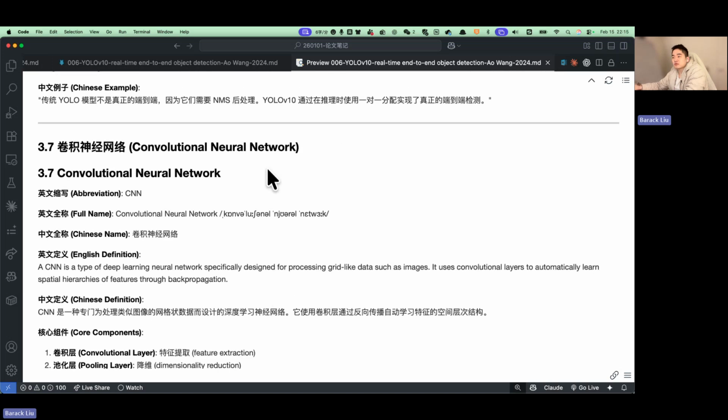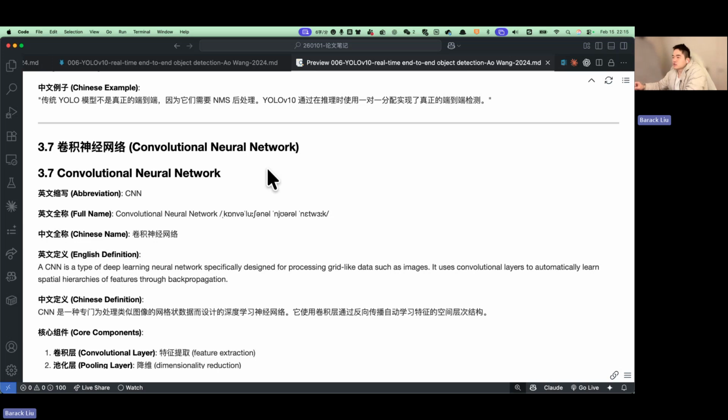Term 7, convolutional neural network. A CNN is a type of deep, you know, I learned CNN, I guess, in undergraduate, but I fully forgot the details of it. I guess maybe I actually don't really understand how it works at the very beginning.